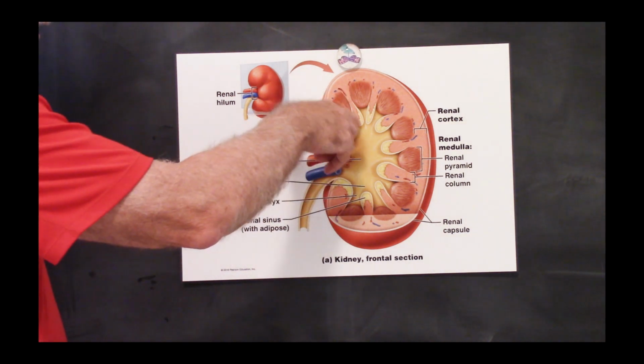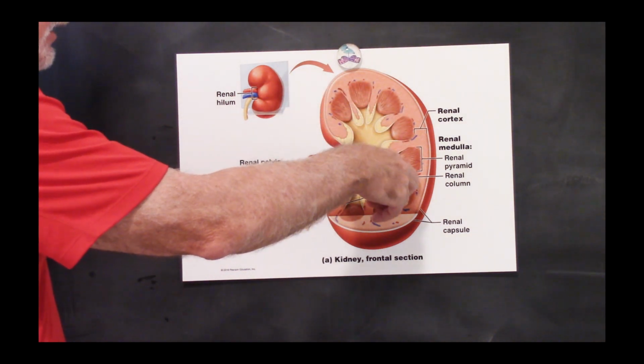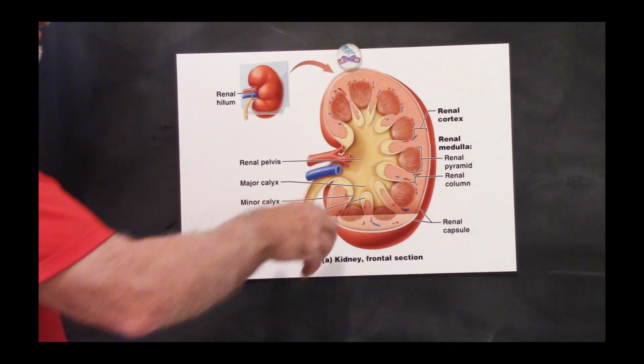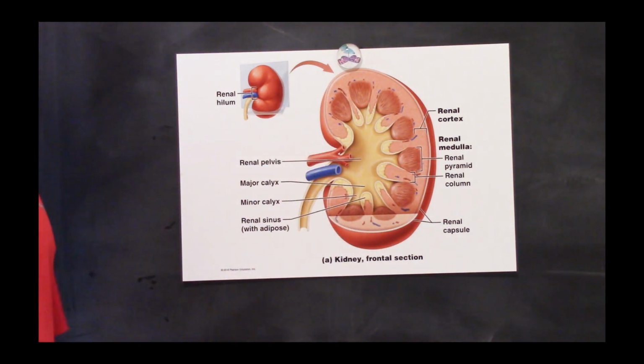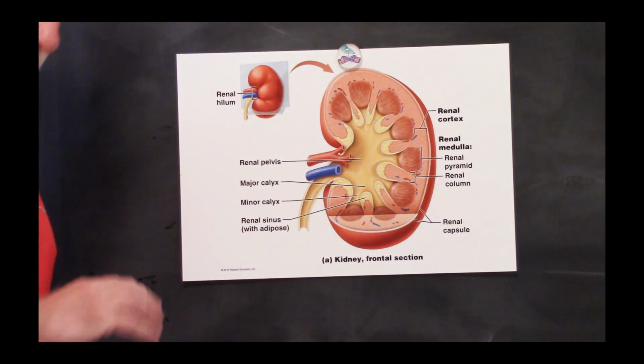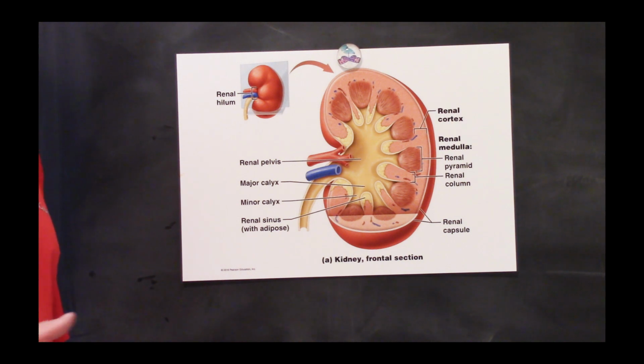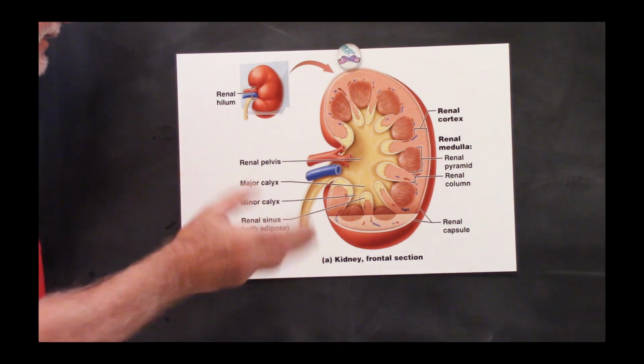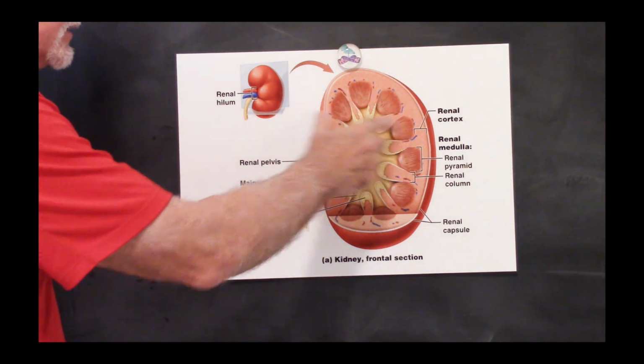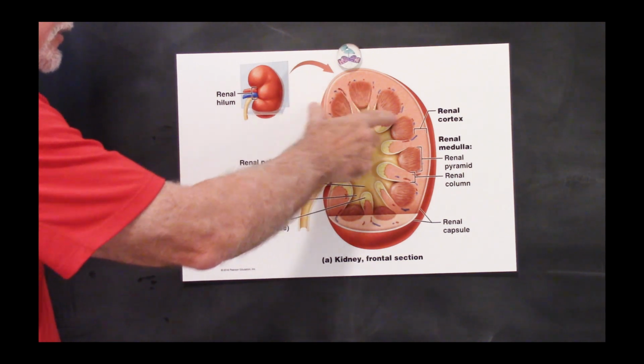There are columns called renal columns found between the renal pyramids. So I didn't mention those when I was taking a look at the model, but I do want you to know that the medulla consists of renal pyramids separated by renal columns.